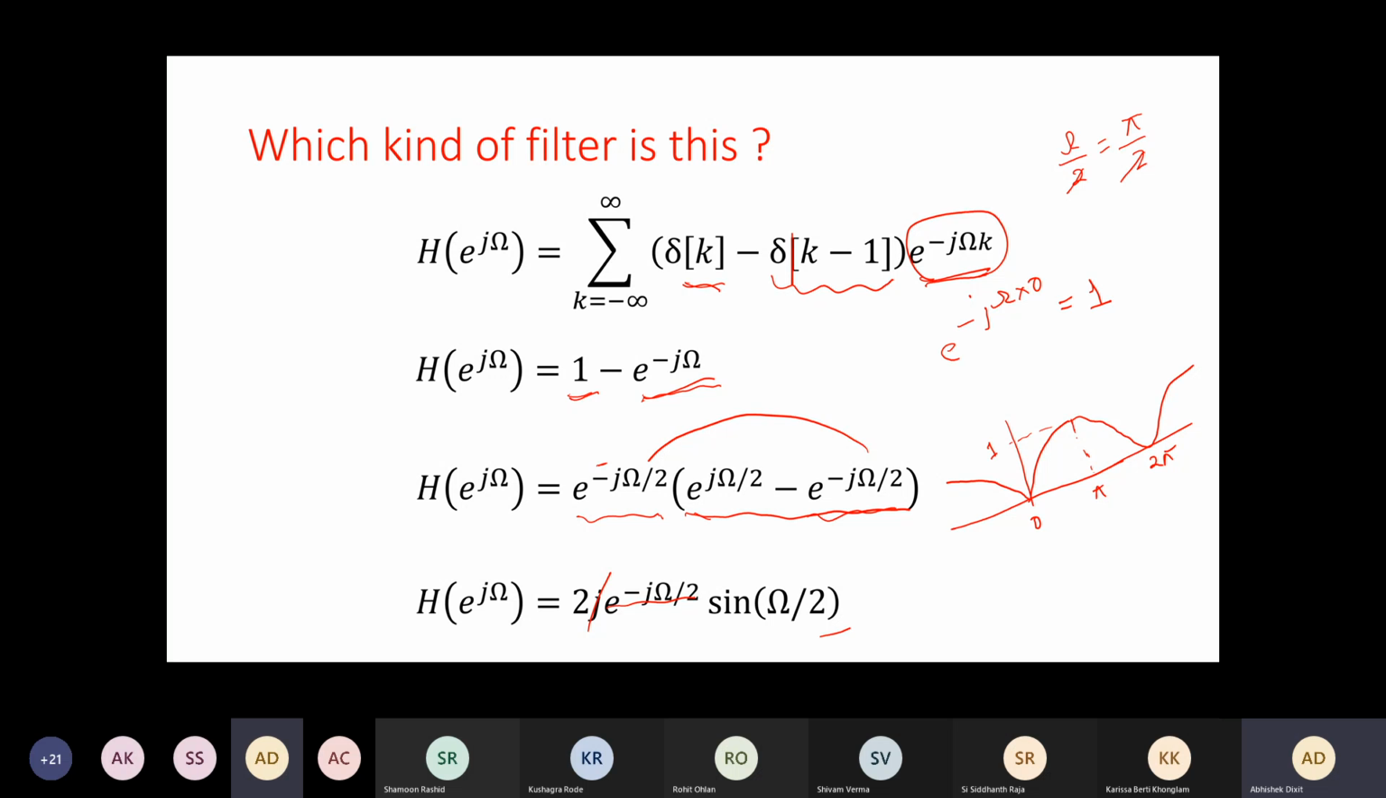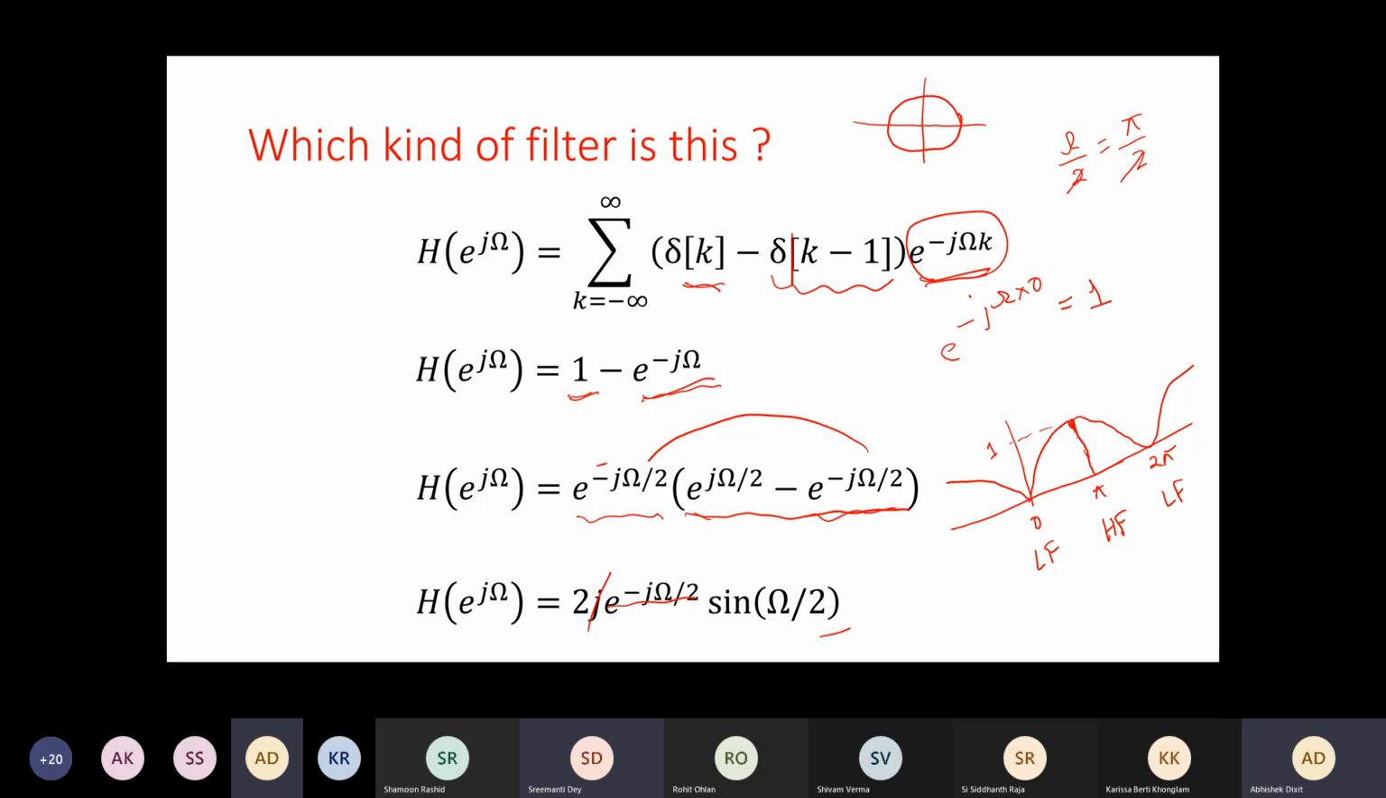Can you repeat the condition for high pass filter once? A high pass filter passes high frequencies more. The highest frequency is what? Pi is the highest frequency, right? So this is my high frequency. This is my low frequency. You remember that? So if you look at this, it passes the highest frequency much more than the lowest frequency. So it's a high pass filter.